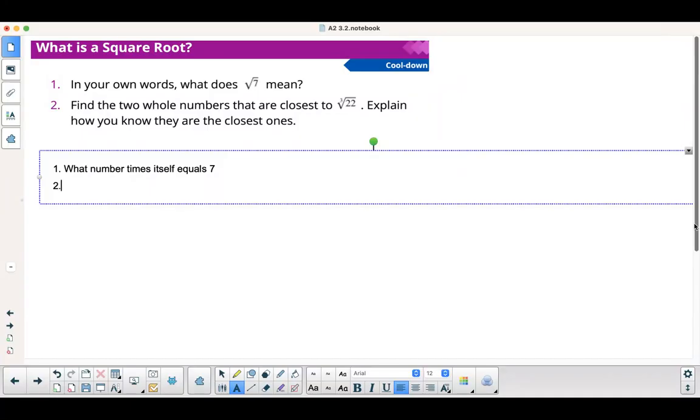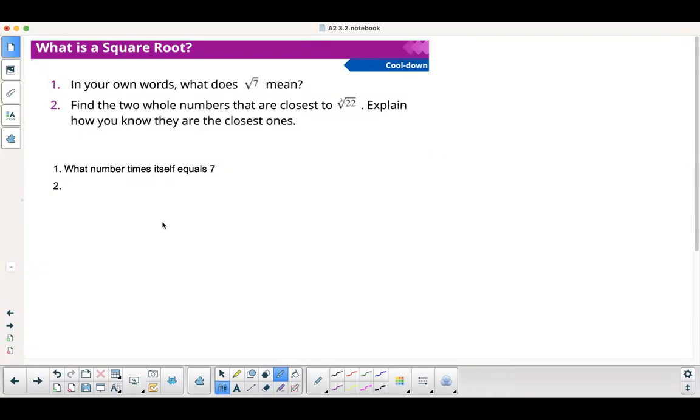Find 2 whole numbers that are closest to the cube root of 22. So for number 2, I would say, okay, since it's a cube root, I'm going to cube numbers. So I'd say the cube root of 22 is between 2 and 3. So between those two integers.